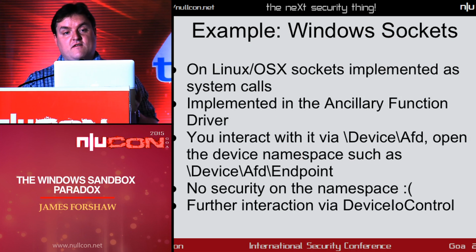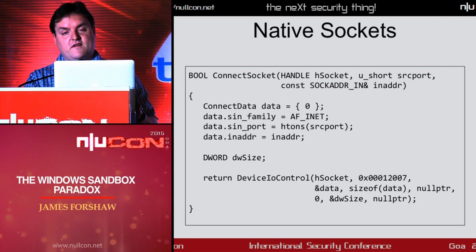On Linux or OS X, sockets are implemented using system calls. But in Windows, it's implemented by a device driver. It's called the ancillary function driver, which is one of the most nonsensical names for its actual function. It's the socket implementation, but it's called something completely random. You interact with it using the device path, so /device/AFD. Specifically, you're supposed to pass /endpoint. In fact, it doesn't actually check, but /endpoint is a namespace resource, and there's no security on this namespace. So even though you thought you were safe and there were no socket APIs, as long as you know how to talk to this driver, it's actually pretty simple. You can still get your native sockets. You can do nasty things if you've got this access. That's bad, and there's nothing you can really do against this.